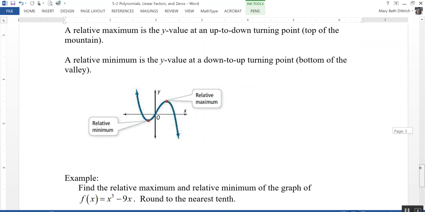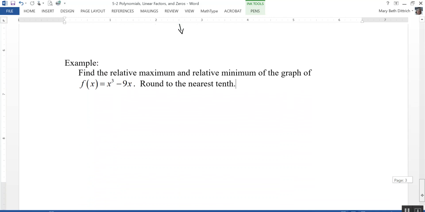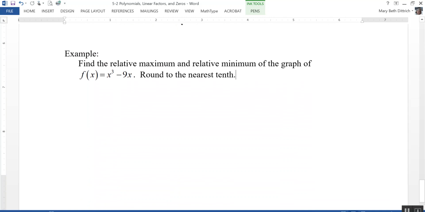So here's a picture. For this graph, at this point right here, we would have a relative minimum, because that's not the total minimum point of the graph, because it does head towards negative infinity, but a relative minimum. And then this point right here would be a relative maximum, not the overall maximum, because here it tends towards positive infinity. So our last example here says find the relative maximum and relative minimum of the graph of f of x equals x cubed minus 9x and round to the nearest tenth.